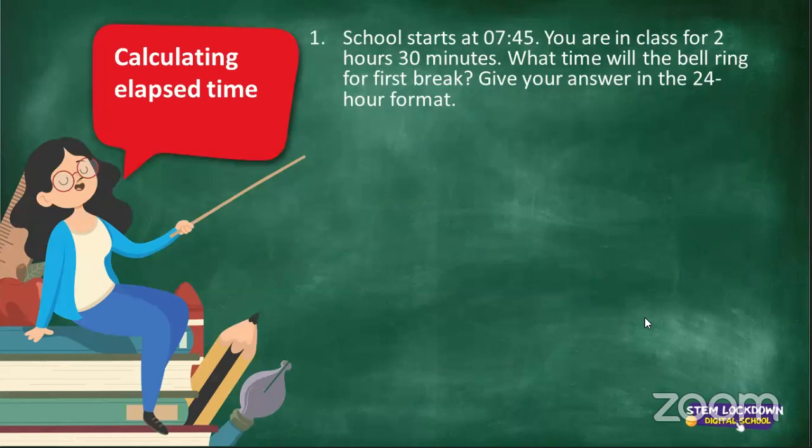And then this is an example now, just a few calculations. School starts at 7:45. You are in class for 2 hours, 30 minutes. What time will the bell ring for first break? Give your answer in the 24-hour format. Is there anyone who has the answer already who can quickly work it out?